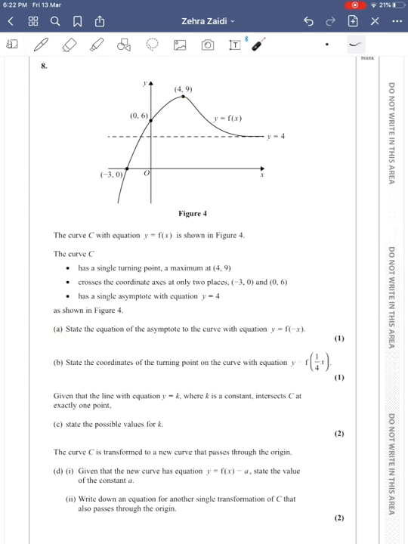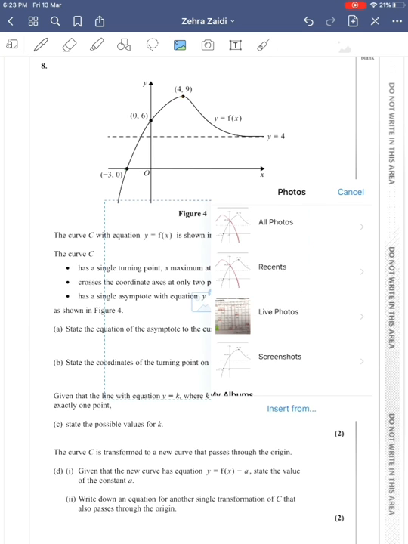So part A of the question says, state the equation of the asymptote to the curve with equation y is equal to f of negative x. So f of minus x is in fact a transformation where every x coordinate becomes negative and the y coordinate remains unchanged. So we need to see if the curve has this transformation, what happens to the asymptote. Alright, so let's bring in this image.